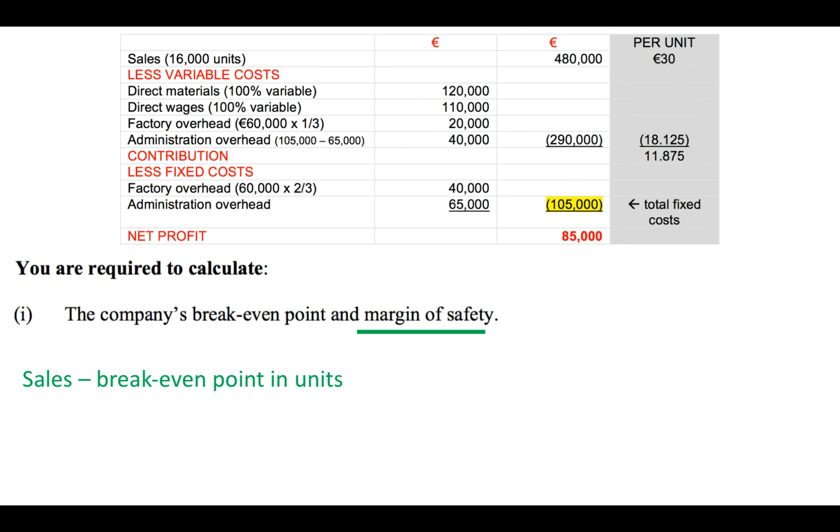Next, we'll have a look at the margin of safety. The formula for margin of safety is sales minus break-even point in units. So our sales up here are 16,000 units. When we minus our break-even point that we've just worked out, and usually you'll get the mark for your own figure here if you didn't get this correct in the previous part, 16,000 minus 8,843 is equal to 7,157 units. That is the margin of safety, by how much your sales can fall before you will start making a loss.